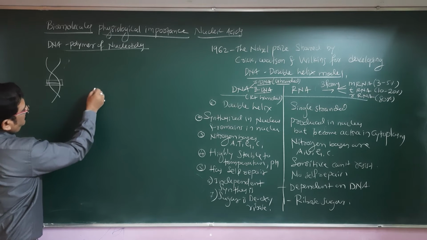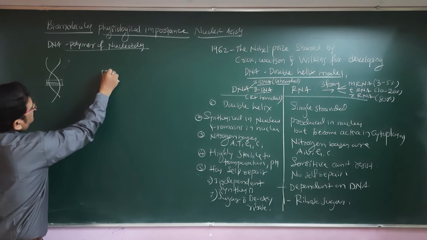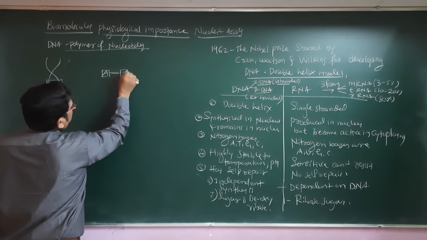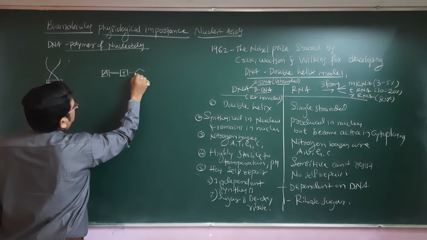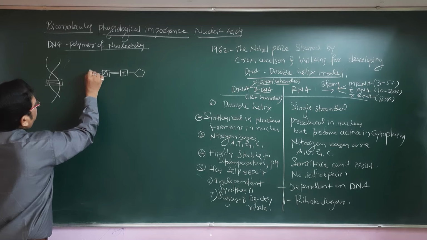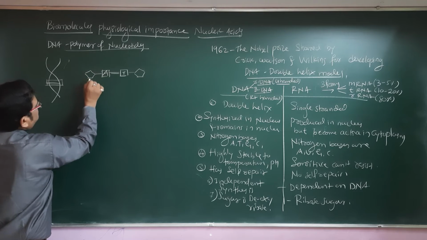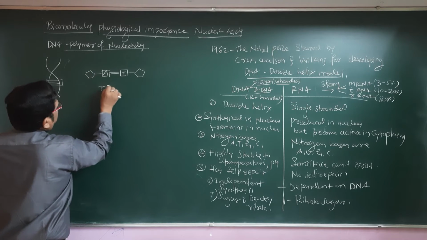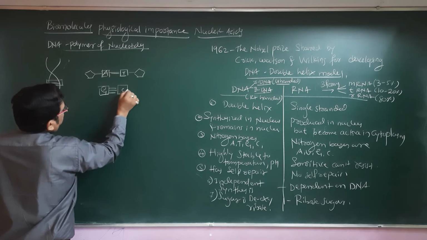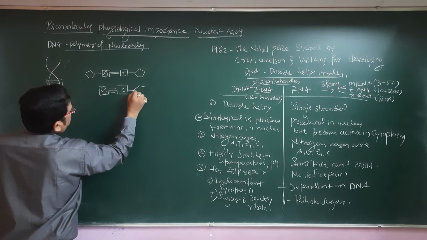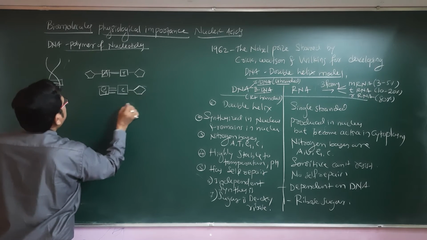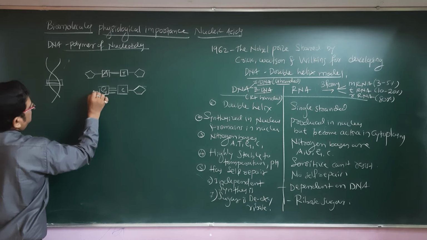Here adenine is combined with the thymine, and there we find mainly the sugar. Here also we find the sugar. Then guanine with the 3 hydrogen bonds. In the earlier class we have studied about this. The sugar we find here is a deoxyribose sugar only.